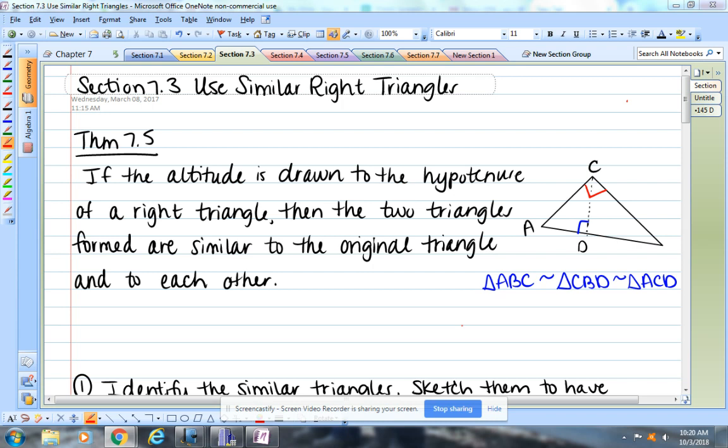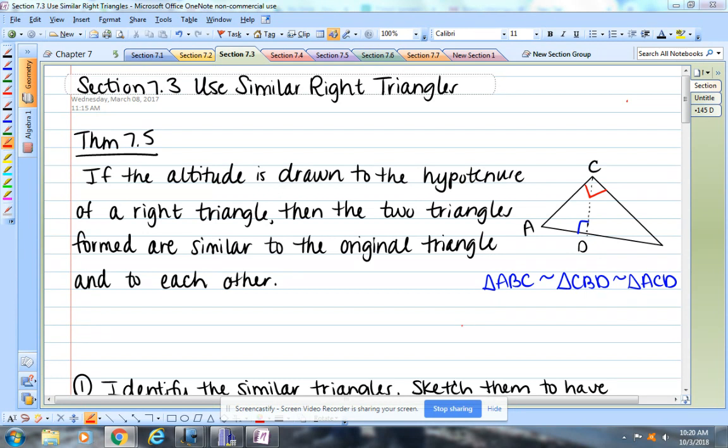Okay, so we did sections 7.1 and 7.2 yesterday, and that dealt with the Pythagorean theorem and the Pythagorean theorem's converse. And then we also talked about classifying angles as acute or obtuse or right. And then we practiced making sure that triangles could even form a triangle to begin with based on their side lengths, right? So we talked about all that yesterday.